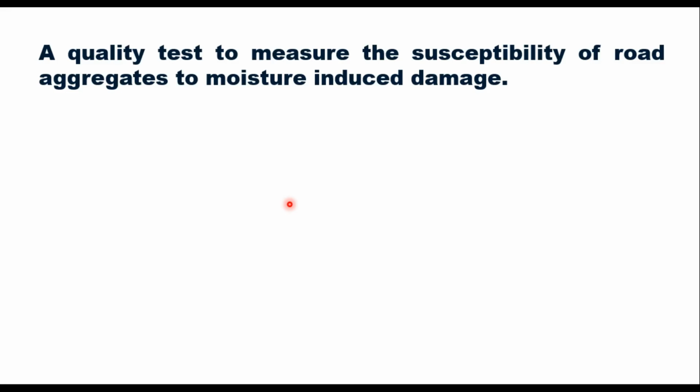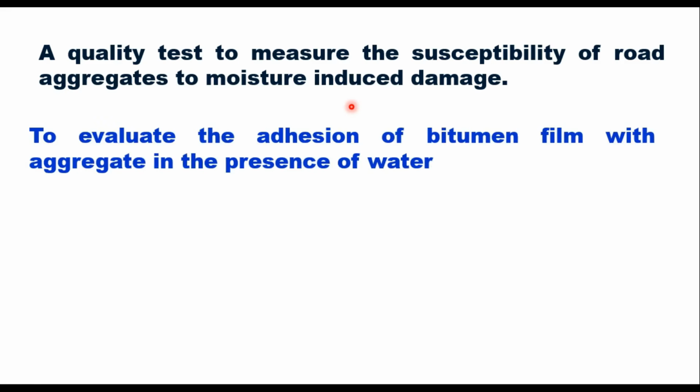A stripping test for aggregate is important to measure the susceptibility of road aggregate to moisture-induced damage. It is carried out to evaluate the adhesion of bitumen film with coarse aggregate in the presence of water. I mean how coating of aggregate with bitumen remains intact when bitumen coated aggregates are submerged in water for a long period. And there are two types of test.